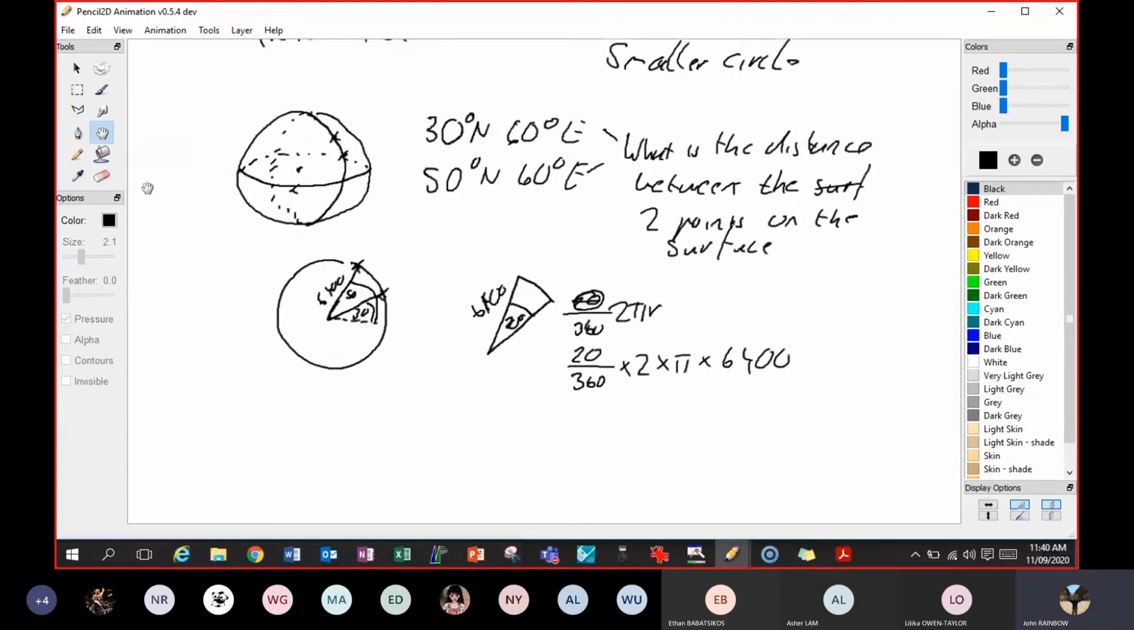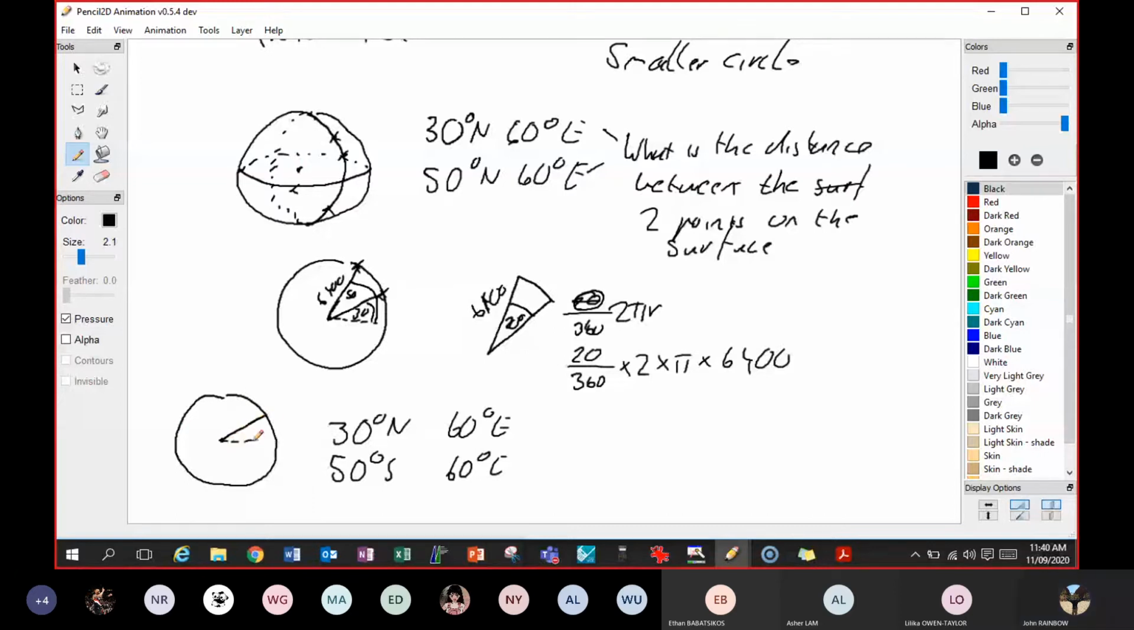Now, let's just say we throw another point in there, though. Let's go 50 degrees south. So let's look at 30 degrees north, 60 degrees east, and the distance between 50 degrees south, 60 degrees east. So this is on the same longitudinal line. Now that would look a bit different. So I take a cutout again of that. I'm standing at the middle. That would now be 30 degrees north, but 50 degrees south. So you would add these because that's going to be 30 here and that's going to be 50 here. Okay, so that's 80 degrees in total.